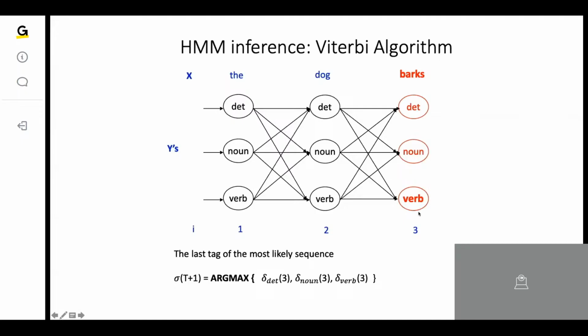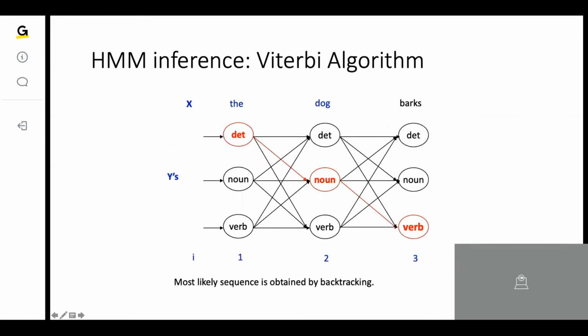the last tag, which is the most likely tag, is a verb, and after obtaining this, we try to find what is the previous best path, and going further backward, we can decode the whole possible state sequence. So this is the inference algorithm in Viterbi. This is similar to dynamic programming, which you might already be familiar with.